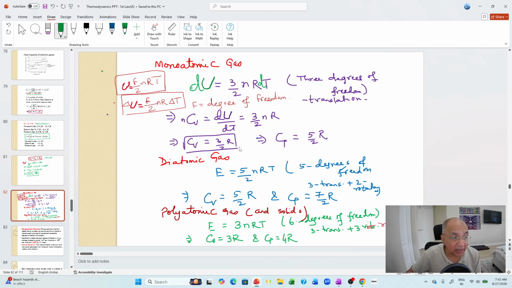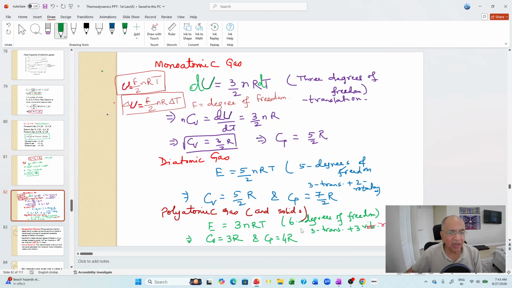Similarly, for diatomic, the degrees of freedom become 5, 3 translational and 2 rotational. When there is an AB bond, the rotation about the bond axis is not taken as a real rotation. Supposing this is xy, that rotation is not considered. But xz and yz rotations, they are 2 degrees of freedom which will store energy. So 3 plus 2, 5. So 5 by 2R, and therefore Cp is 7 by 2R.